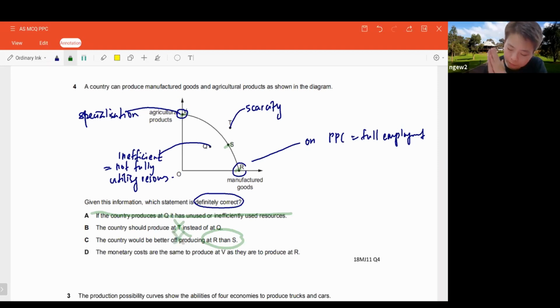The monetary costs are the same to produce V as they are to produce R. So now guys, PPC basically shows you your productive capacity depending on your factor endowment, depending on the quality and quantity of resources you have. Therefore, PPC is not a cost curve. PPC cannot tell you what the monetary costs incurred by any particular combination of two goods are. So it is out. Therefore, the correct answer is A. Let's move on.